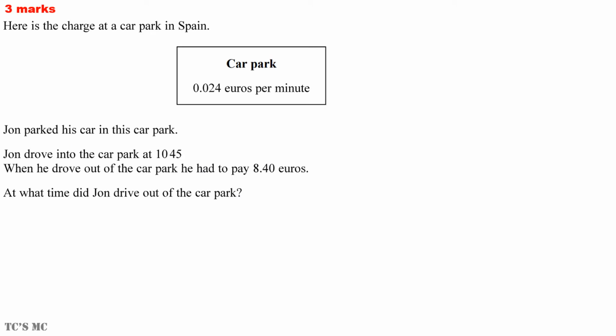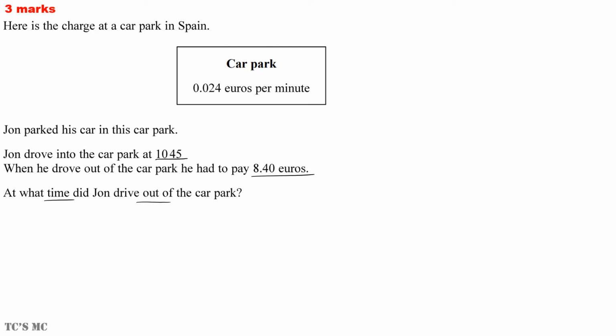Here is the charge at a car park in Spain. John parked his car in this car park. John drove into the car park at 10:45. When he drove out of the car park, he had to pay €8.40. At what time did John drive out of the car park?